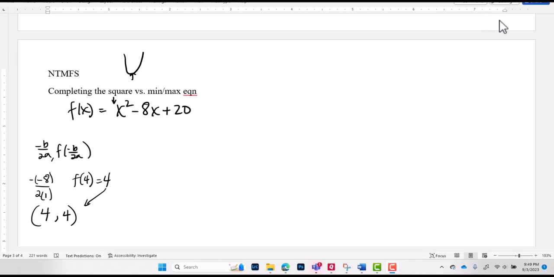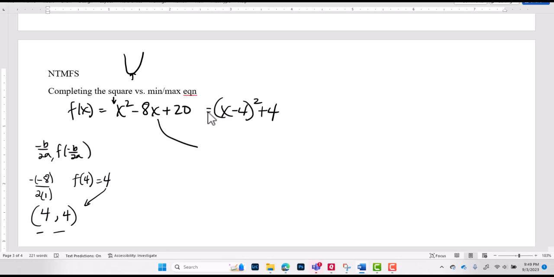So I could absolutely put that back into the vertex form of the equation and simply write this as x minus 4 squared plus 4, and that's the vertex form of the equation, using these two values. But let's find one more thing. Let's use completing the square to find that maximum or minimum.